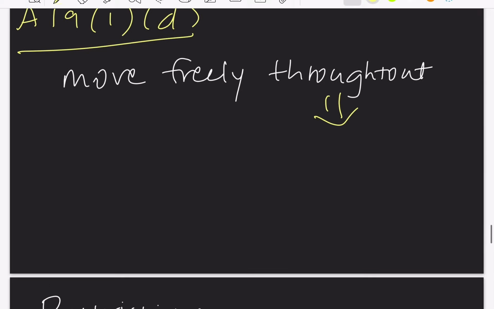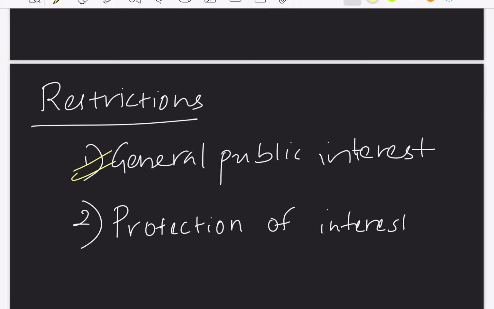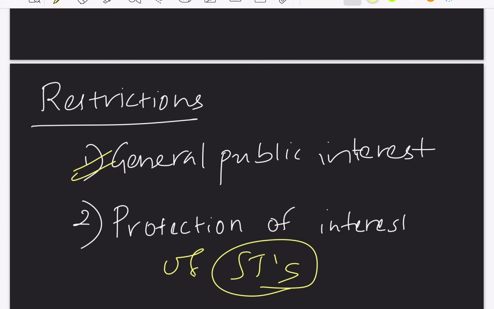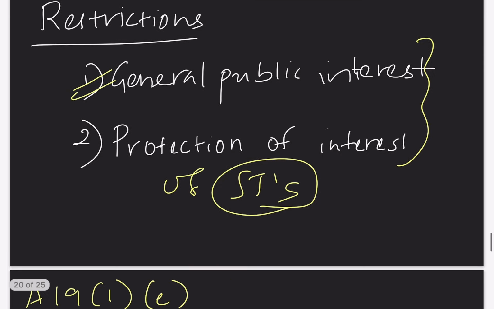Next, yes, we have the freedom to move freely throughout our country. While we are moving, obviously we must keep in mind the interests of the general public and also the protection of the interests of STs. STs have their own culture, their own customs, their own religious beliefs. If an outsider is going and occupying their territory, they'll get scared seeing the outsider. So obviously there have to be certain restrictions when we enter the territory of an ST, right? These are the two restrictions we have to keep in mind while we move freely throughout our country.